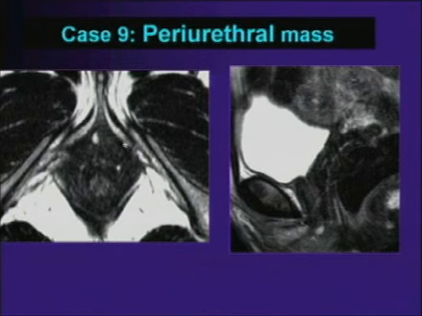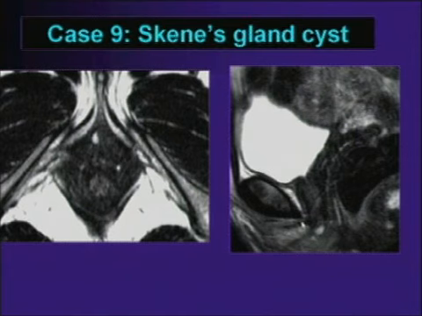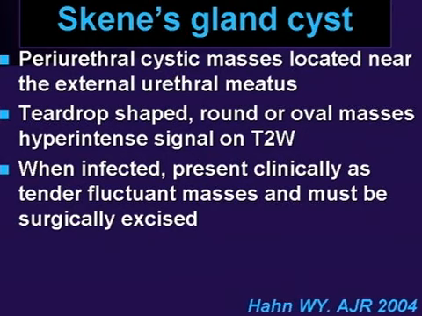Here we have a teardrop-shaped, hyperintense on the T2 weighted images, fluid signal intensity focus, and it's located actually at the urethral meatus. We can see that it's actually not within the vagina and anteriorly located in the sagittal views. It's very distinctly related to the urethra. This is more suggestive of a submucosal cyst or a Skene's gland cyst, often a sequela of inflammation and abscess formation. When infected, they can present as fluctuant masses and may be surgically excised.